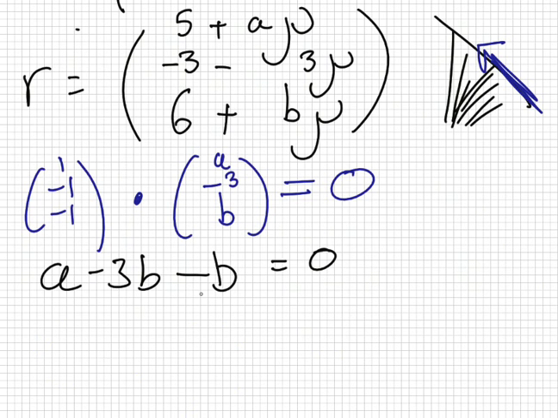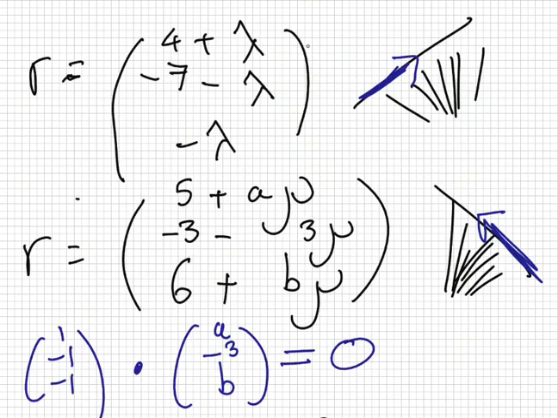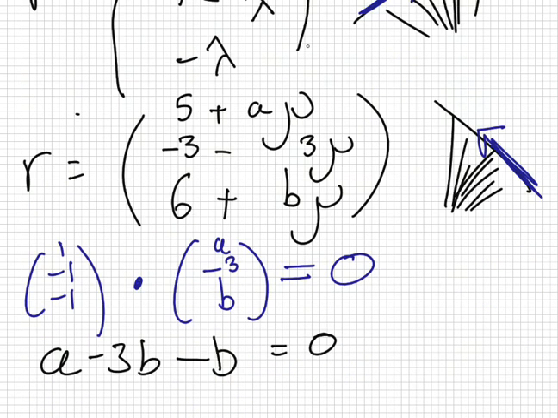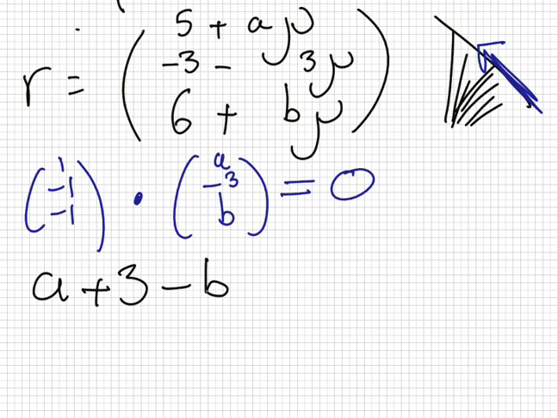So I get a minus 3 minus b equals 0. Sorry, did I do something wrong here? 1, minus 1, minus 1, and then a, minus 3, b. Oh, sorry, that's wrong. I went too fast. a plus 3 minus b equals 0. So a minus b equals minus 3.